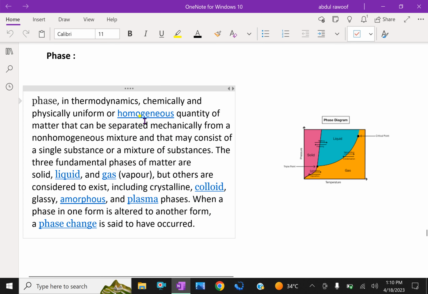Next, a phase. A phase in thermodynamics is a chemically and physically uniform or homogeneous quantity of matter that can be separated mechanically from a non-homogeneous mixture and that may consist of a single substance or a mixture of substances. The three fundamental phases of matter are solid, liquid, and gas. Here the gas is the vapor, but others are considered to exist, including crystalline, colloid, glassy, amorphous, and plasma phases. When a phase in one form is altered to another form, a phase change is said to occur.